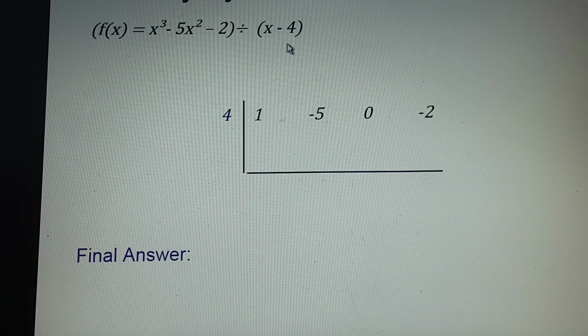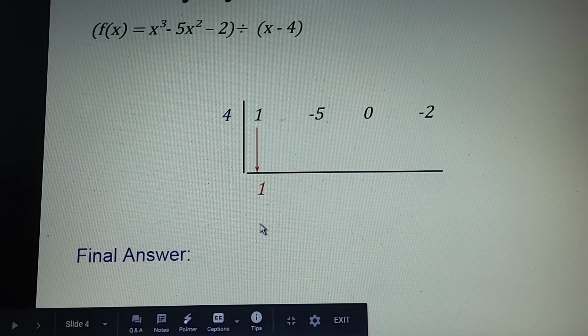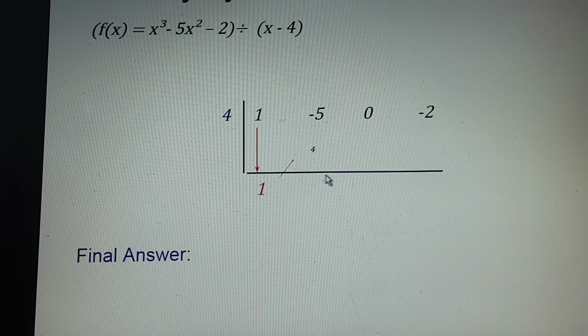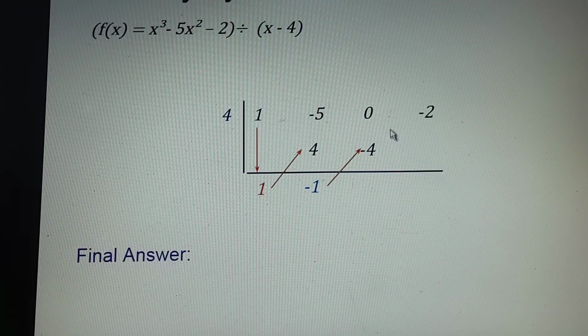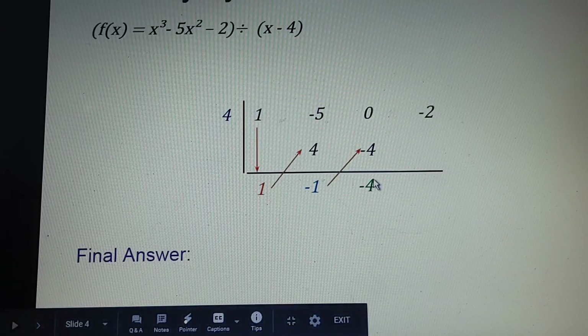Again, I'm dividing by the opposite sign. This is a -4 here, so I'm dividing by 4. Okay, bring down my first number outside the box. And then I do 1 times 4 is 4. Now I do -5 plus 4 is a -1. Now I go back, -1 times 4 is -4. 0 minus 4 is negative 4. Negative 4 times 4 is negative 16. Negative 2 minus 16 is negative 18.